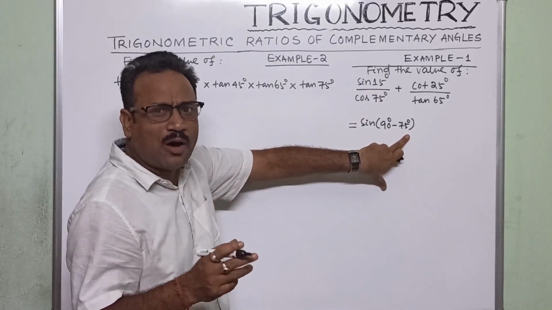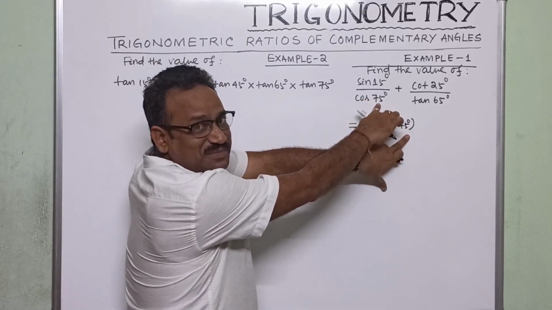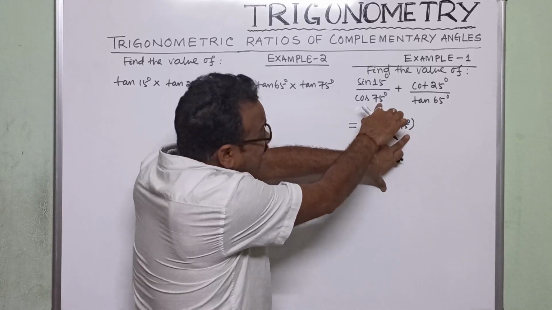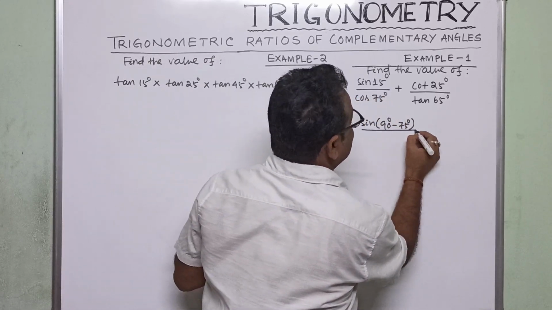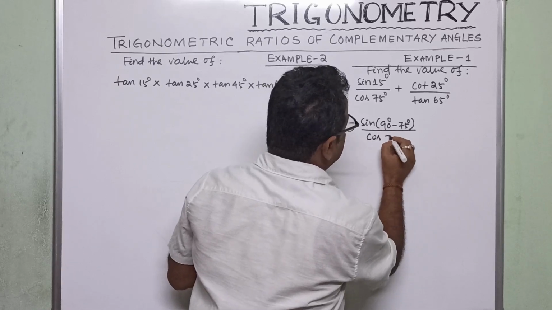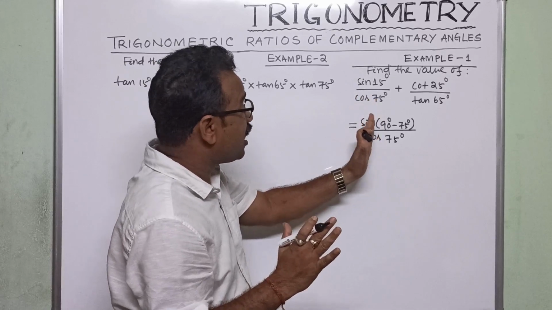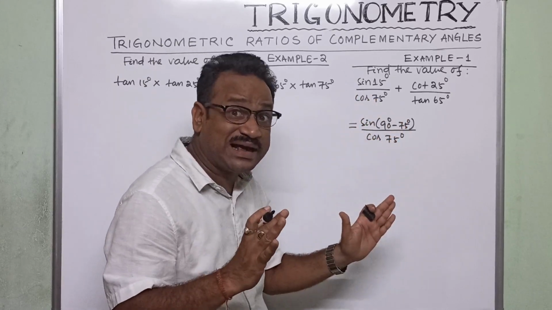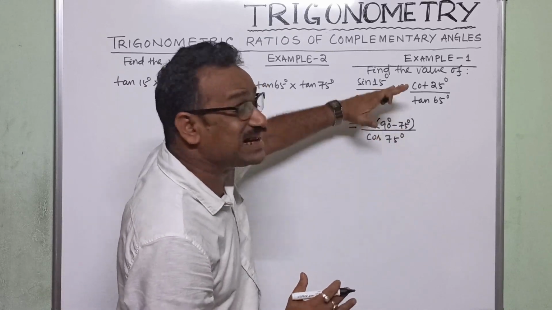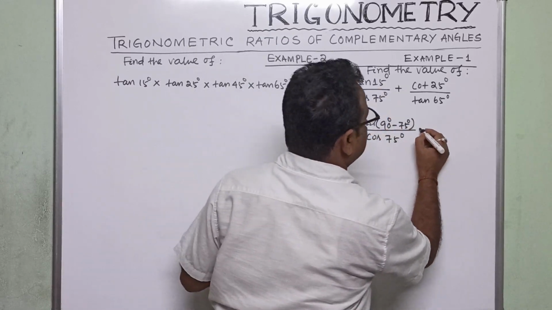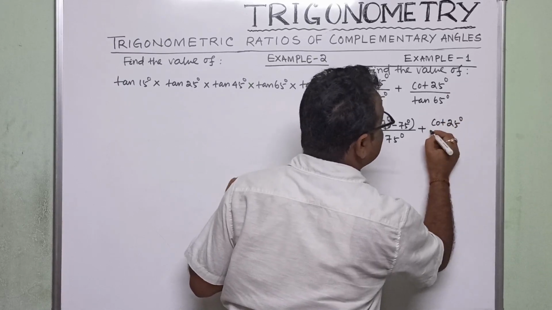How to know? Given 75, 90 minus this given angle is the complementary angle. Questions are given like this. And the denominator cos 75 degree remains constant. When we are finding the complementary angle in the numerator, the denominator remains constant. Not both the angles at a time. Now plus, let's say here cot 25 degree, constant.